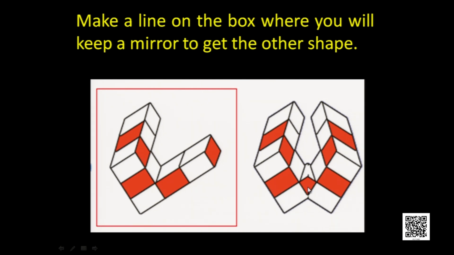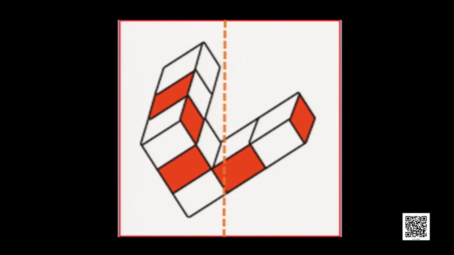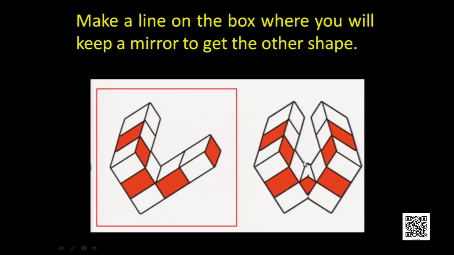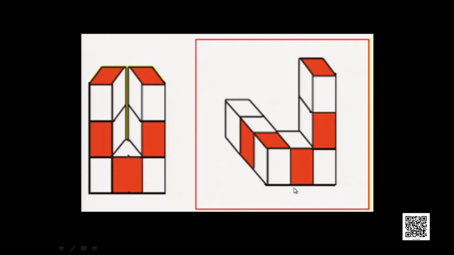Here is this red color part, you see I have to take some red color part here in this way. Then I have to take the line in this direction, so that I will get the image on the right side. Now, you see how to draw the line where I have to keep the mirror, so that I will get the image like this. One more.